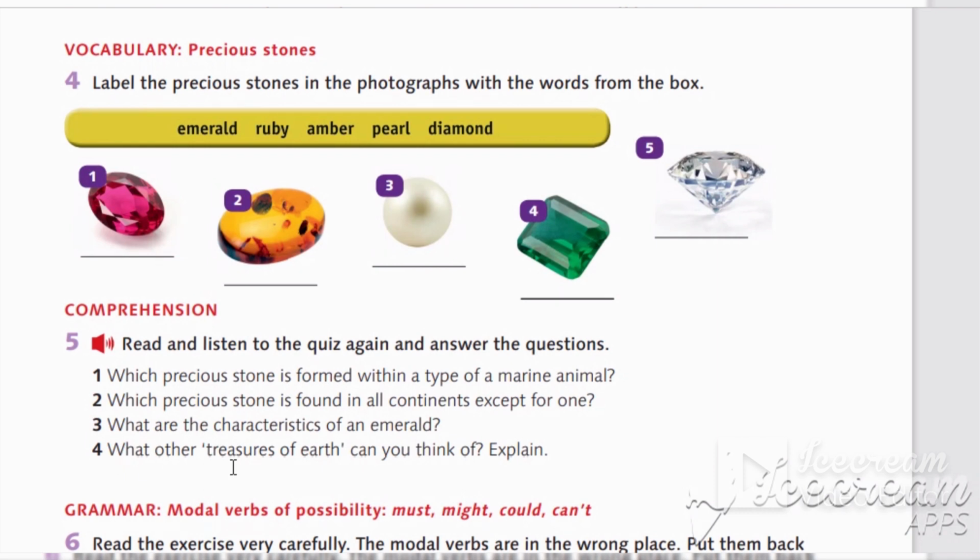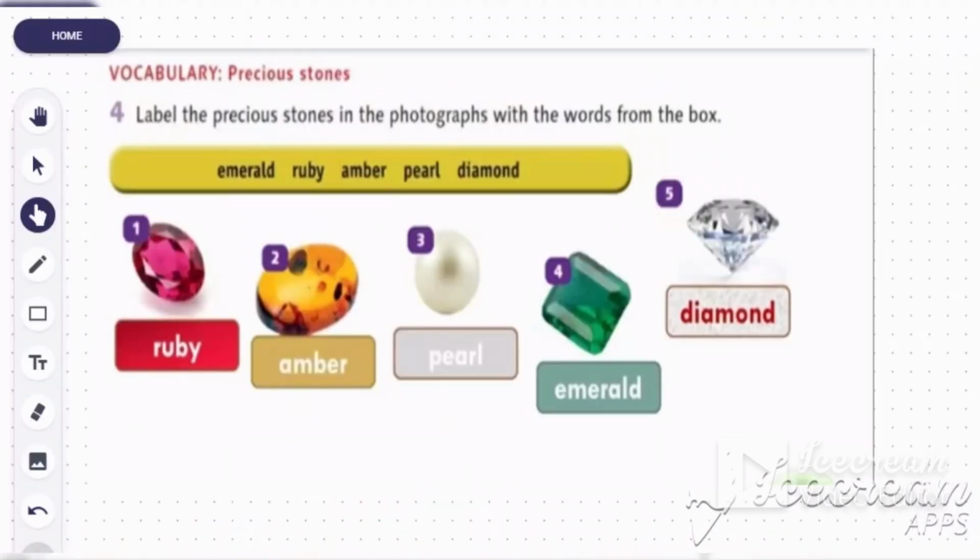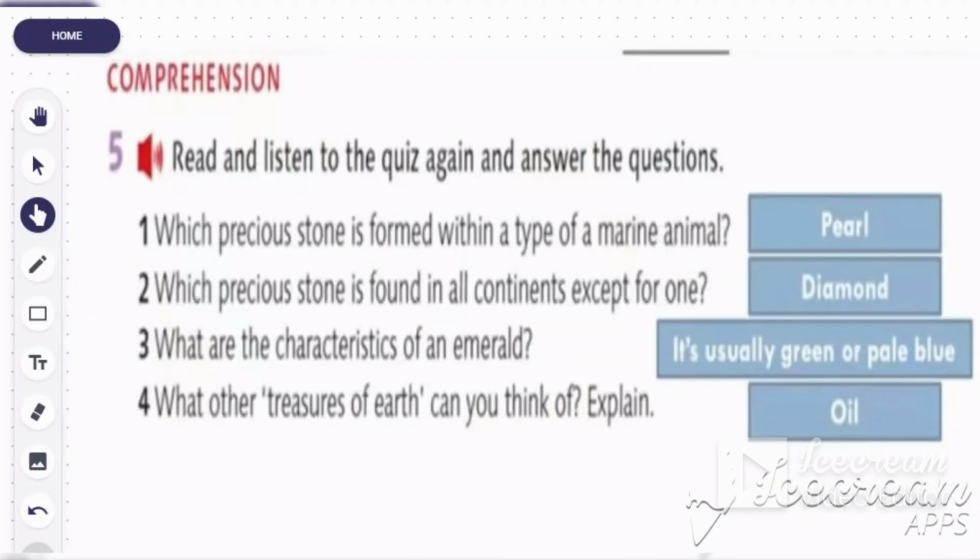4. What other treasures of earth can you think of? إيش في عندنا كمان كنوز موجودة في الأرض؟ This one is about you, okay? Explain. Okay, think about the questions. Now I'll answer the questions for you. Read and listen to the quiz again.